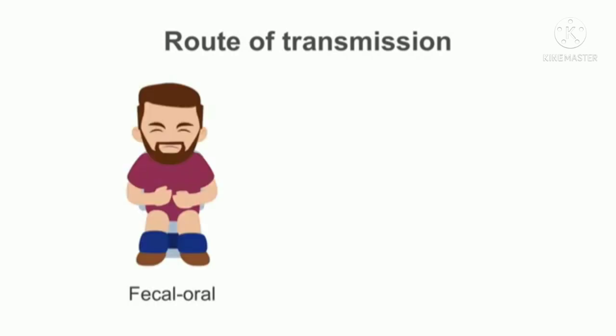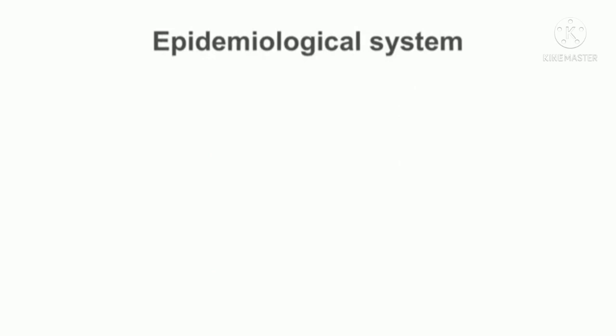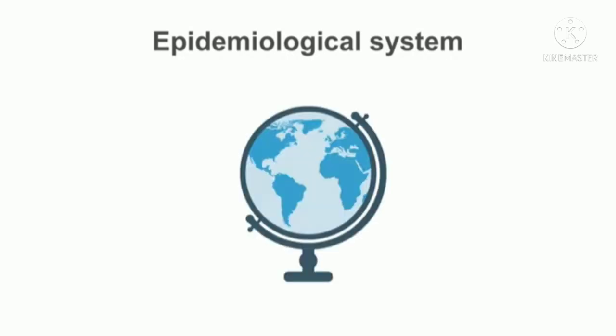One would be the route of transmission, so R0 will vary depending if the route of transmission is fecal-oral or if it's airborne via droplets, for example. Both modes of transmission have been described for the new coronavirus. Another factor that influences the value of R0 is the epidemiological system in which the pathogen is transmitted. So R0 will be slightly different in various geographic regions with different social and cultural behaviors, for example.